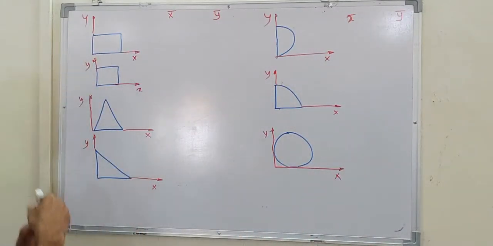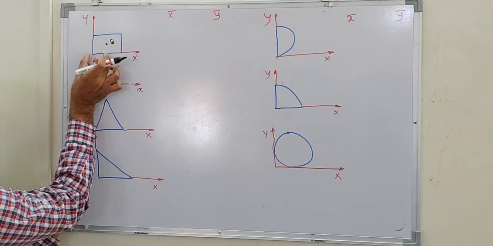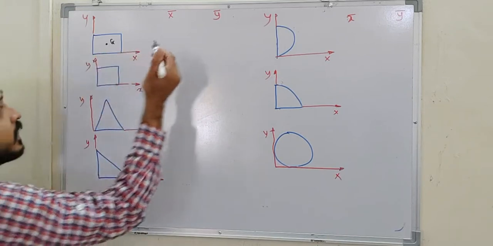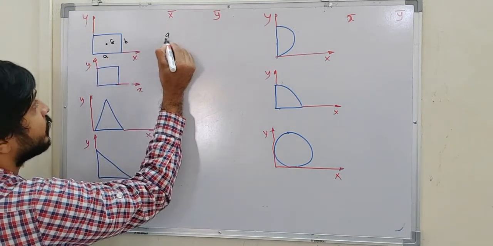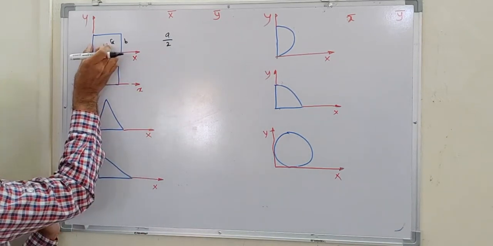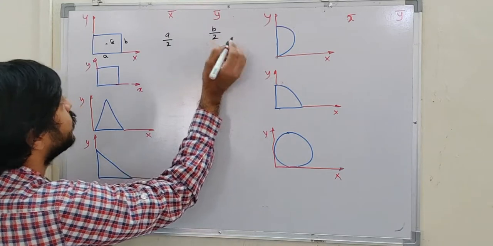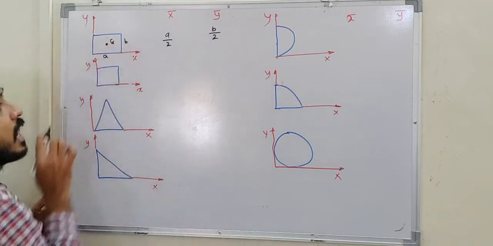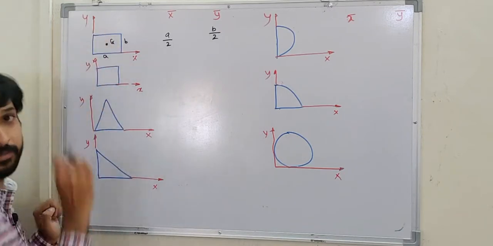So for this, tell me, we get somewhere centroid here. This is G, and tell me what is this distance, x bar. X bar is equals to how much? Suppose this is A and this is B. X bar is equals to A by 2, correct? And y bar will be B by 2. The coordinates of this are A by 2 and B by 2. Half of width and half of depth.